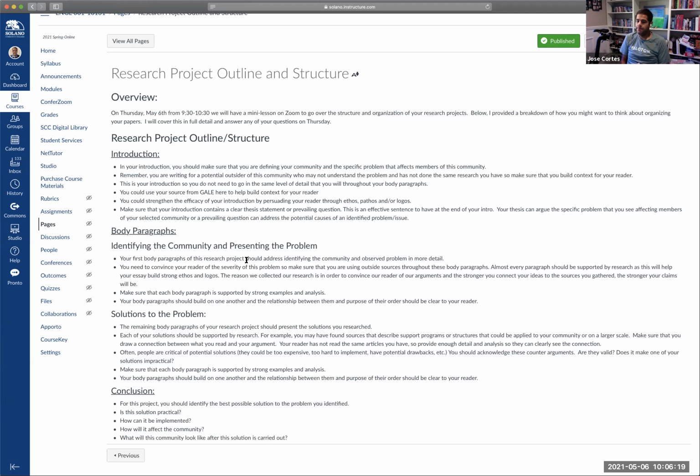So every body paragraph that you put out in your essay should have some sort of source backing it up. I should see tons of versions of paraphrases, quotes, in-text citations. These should all be coming out. That's why you start with the research and then you write the paper.